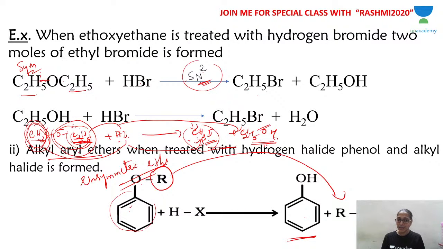If it is unsymmetric, but the alkyl groups are primary, or primary and aromatic, then it is only a one-step reaction, and you get alkyl halide and alcohol. See, in the first step only, alkyl halide and alcohol, correct? So the same thing happens. Now remember, since both are primary alkyl groups, the smaller alkyl group will give you the alkyl halide.